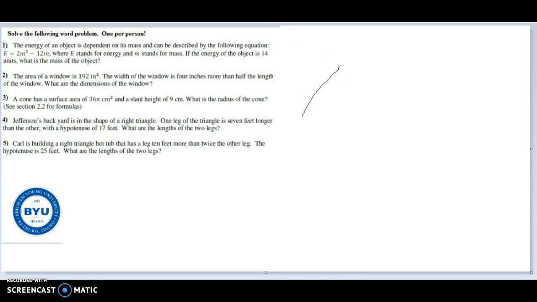So, make this a little bit bigger. We can draw a quick sketch of a right triangle. Oops, that's not very good. And it says that the hypotenuse, which is the side opposite the right angle, is 25 feet. And the one leg is 10 feet more than twice the other. So if I call the length of this one x, this one is 10 more than 2 times x, 10 more than twice x.